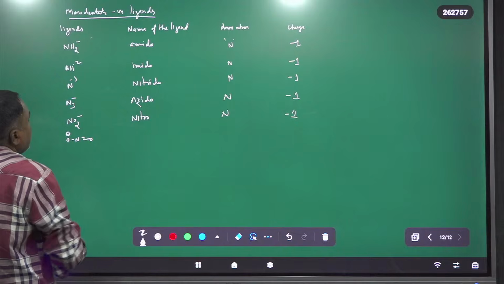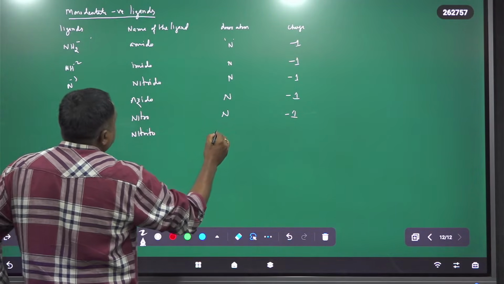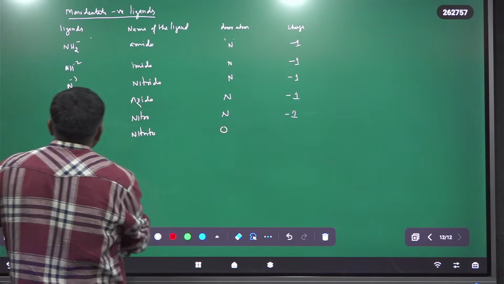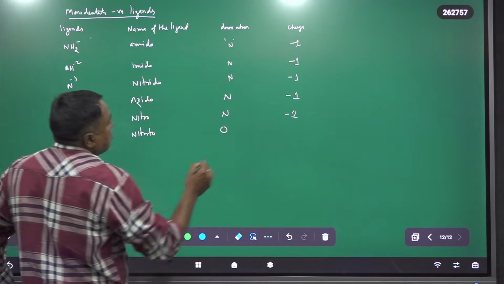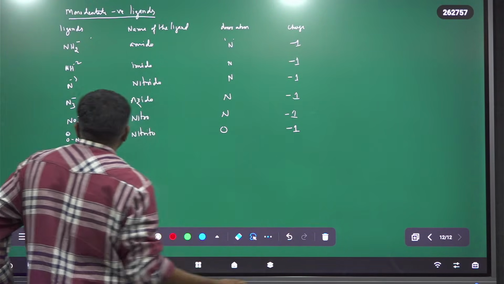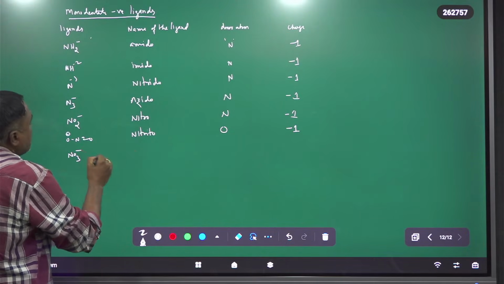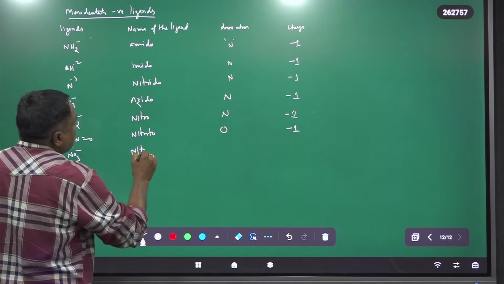And ONO, this is the nitrito ligand. Here the oxygen is the donor atom. This oxygen is donating an electron pair to the central atom. That's why oxygen is the donor atom. Here also -1 is the charge. And NO3 minus, this is the nitrato.